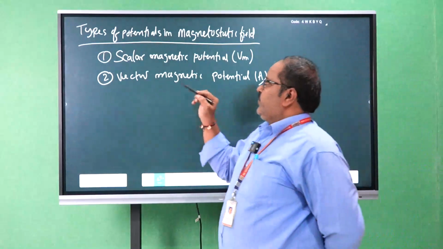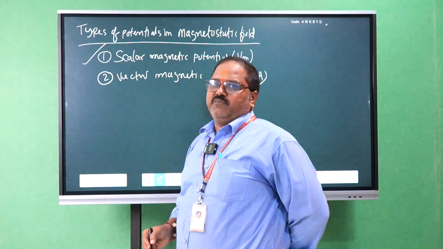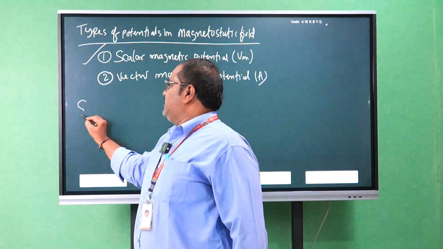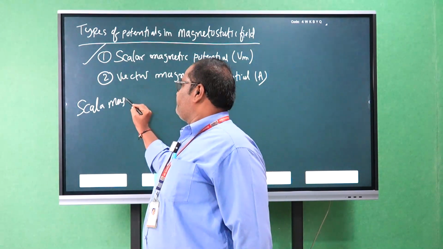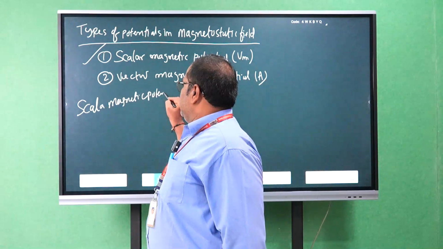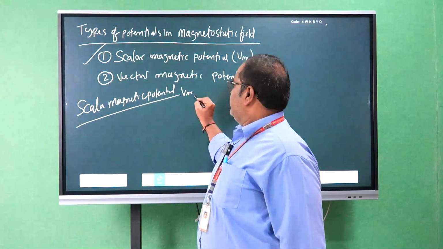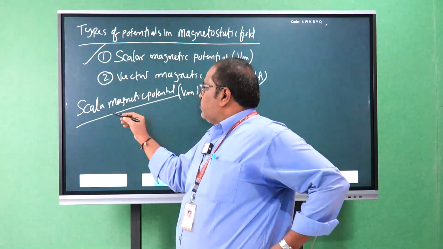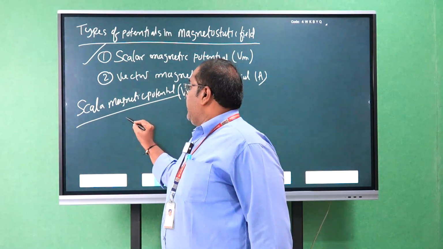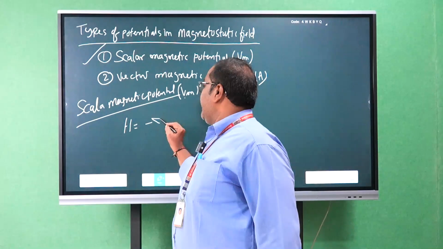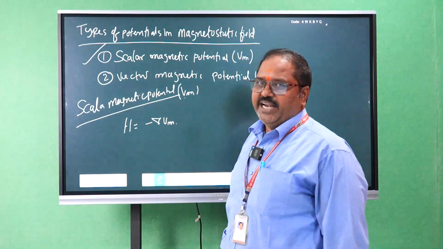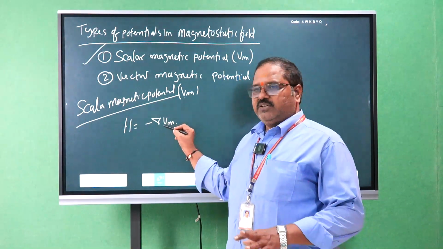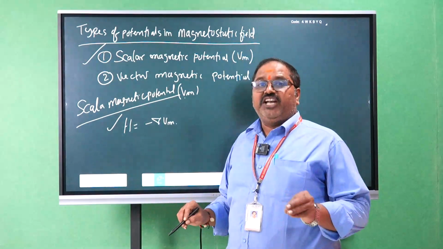First of all, you have to derive the expression and the properties of a scalar magnetic potential. It is very, very important. The first one is the scalar magnetic potential, denoted as Vm. The scalar magnetic potential is defined such that H is equal to the negative gradient of Vm. Therefore, the negative gradient of a scalar magnetic potential generates a magnetic field intensity H.